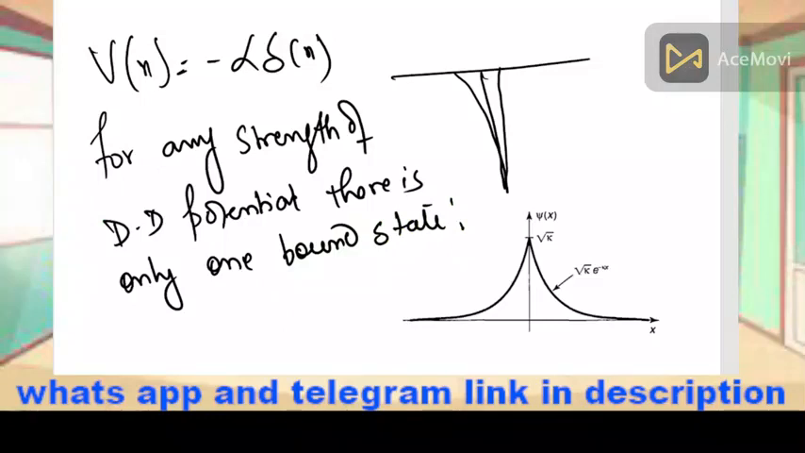Now in the next lecture, we will discuss the situation when E is positive. This was the solution that describes the bound state. In the next lecture, we will see the solution for the scattering states, and we will reach some very important conclusions.